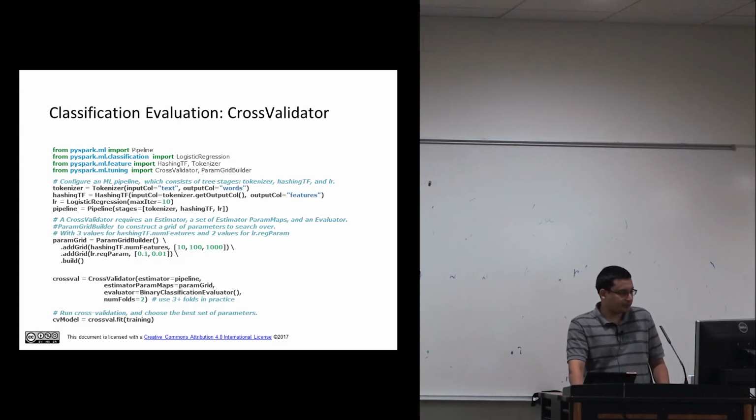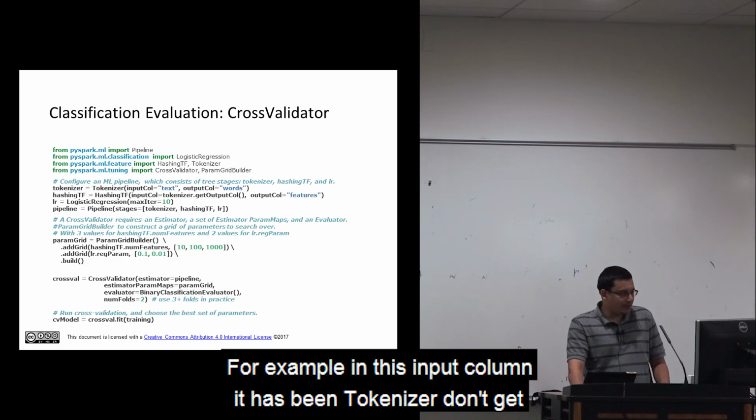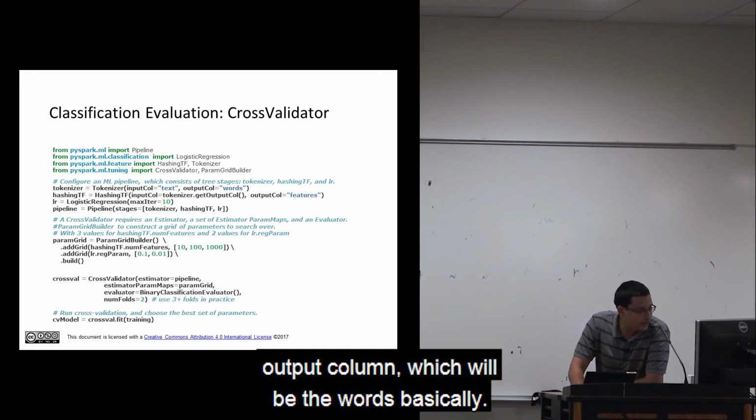For example, the input column has been written as tokenizer dot get output column, which will be the words basically.